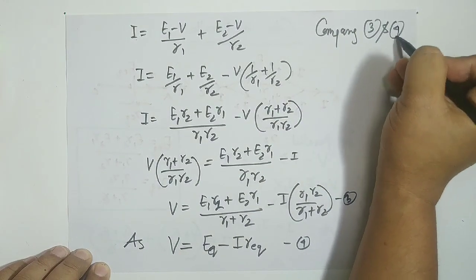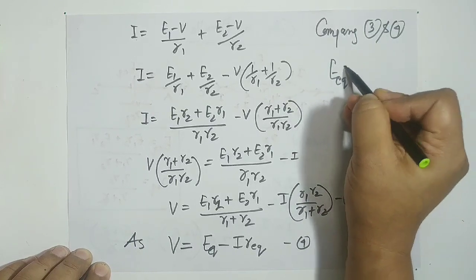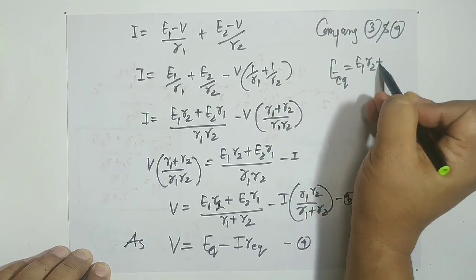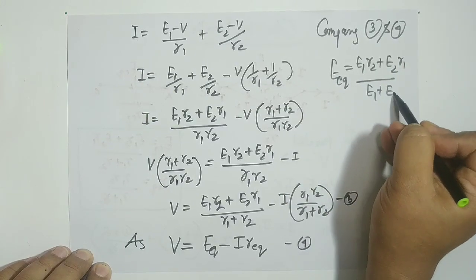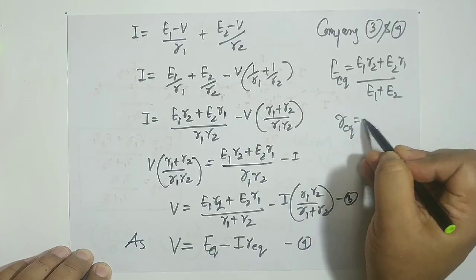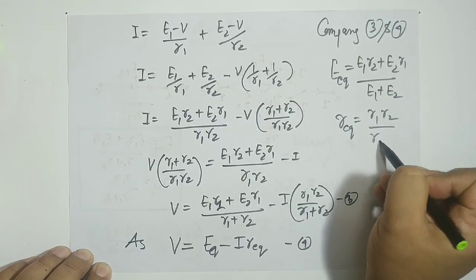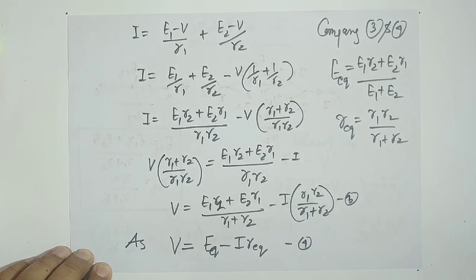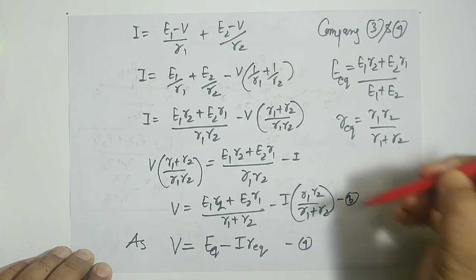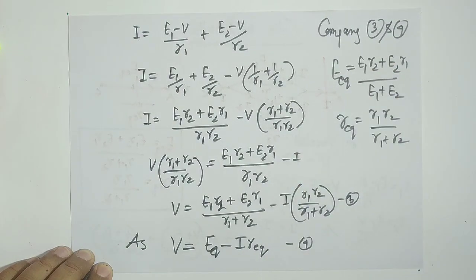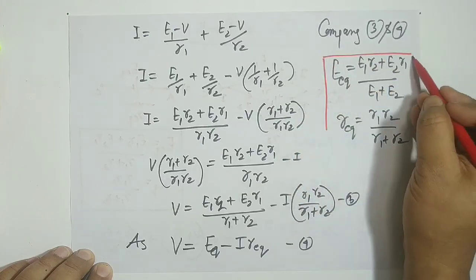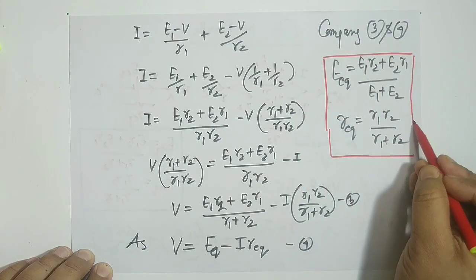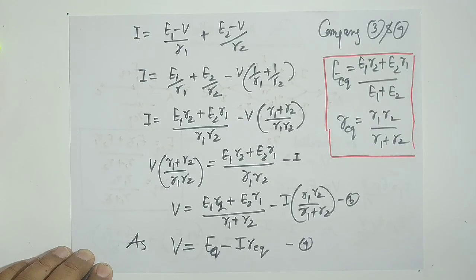So comparing, you can calculate the equivalent EMF. E equivalent comes out as E1 R2 plus E2 R1 upon R1 plus R2, and R equivalent is R1 R2 upon R1 plus R2. So this is the conclusion for equivalent EMF and equivalent resistance. Okay, got it or not? So this is the way we have described it.